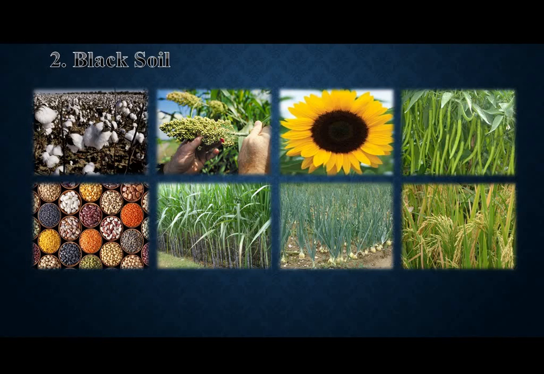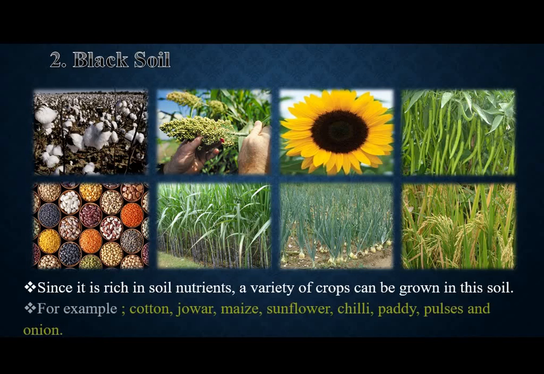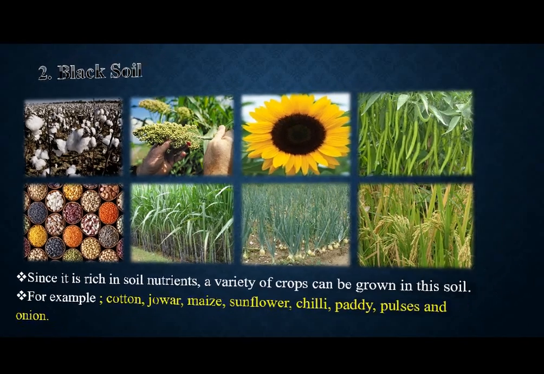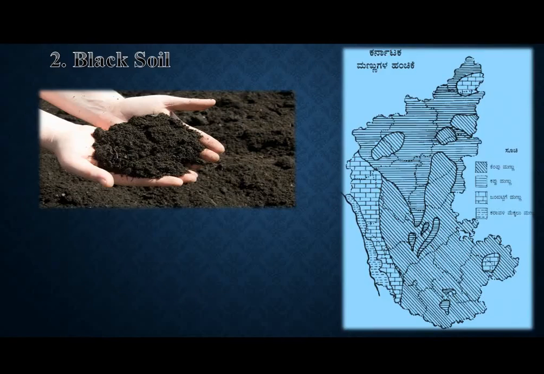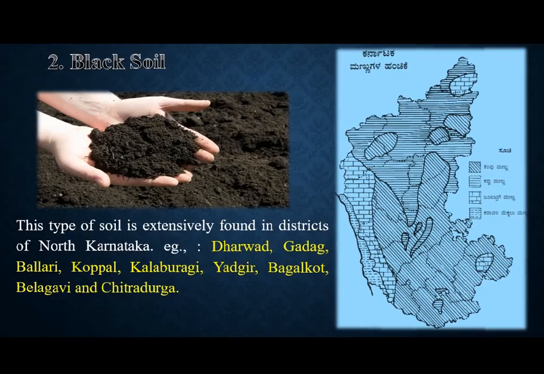So here are the crops which you can grow from the black soil. Since it is very rich in soil nutrients, a variety of crops can be grown in this. What are they? Cotton, as I said, jowar, maize, sunflower, chili, paddy, pulses, and onion we can grow from the black soil. If I want to tell you where exactly this kind of soil is located in Karnataka, it is in Dharwad, Gadag, Bellary, Koppal, Kalaburgi, Yadgiri, Bagalkot, Belgavi and Chitradurga.